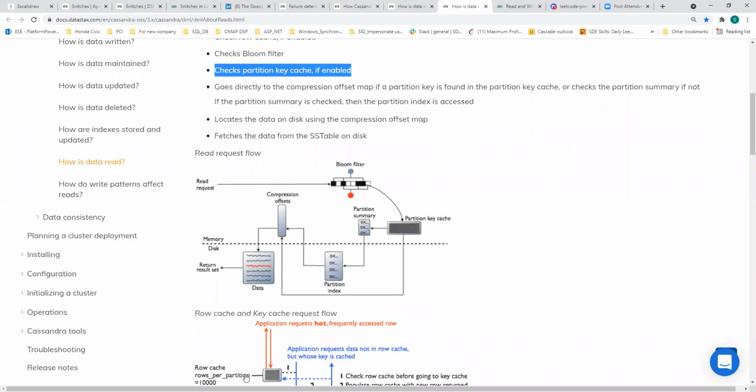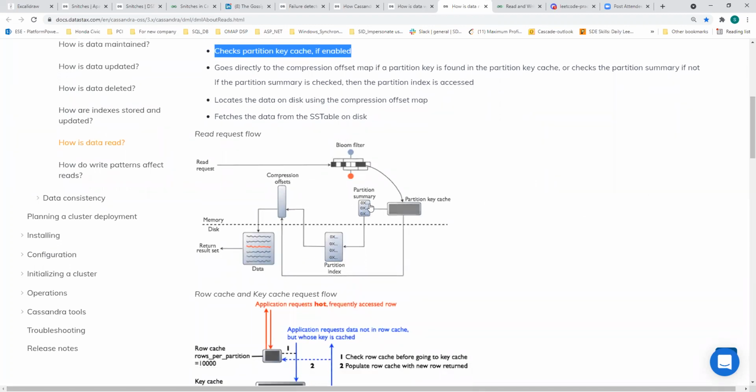If you don't find the key in the row cache, then at least you look in the partition key cache after going through the Bloom filter, and that is slightly better than going directly to the SSTable, right? If it is not there, then the other way is you go to the partition summary. The partition summary, as well as the partition key cache, are all in memory only, right?